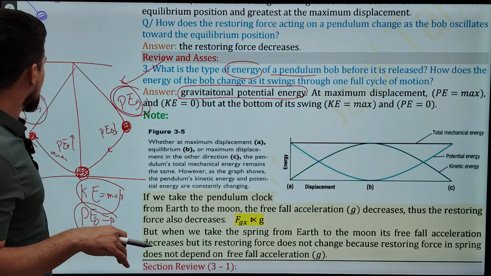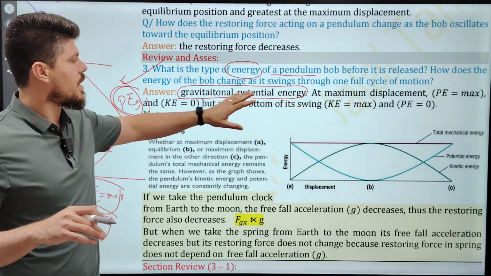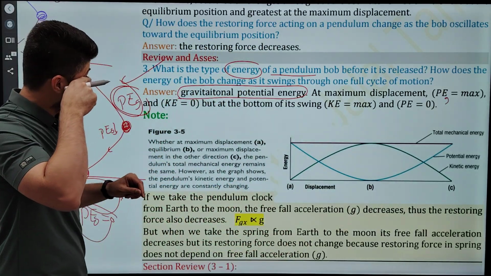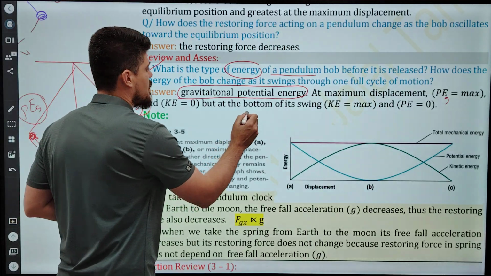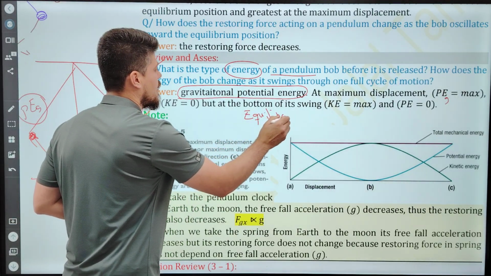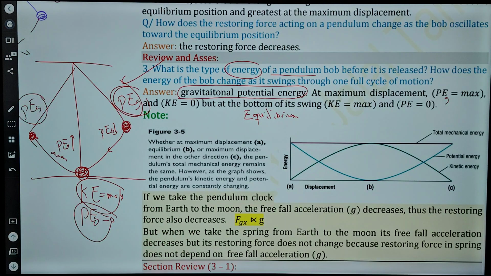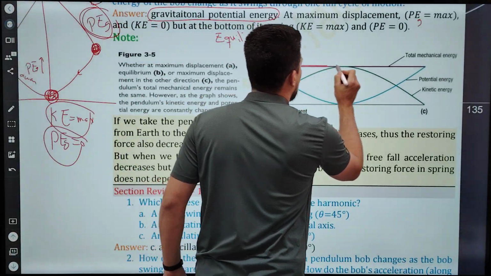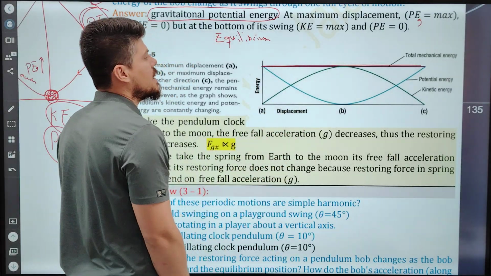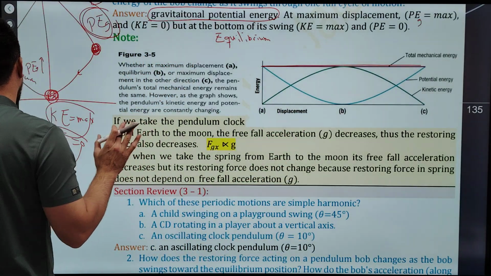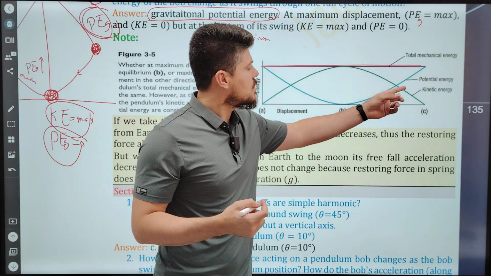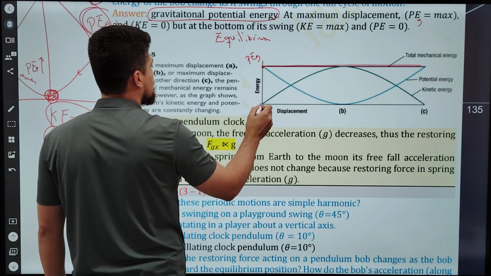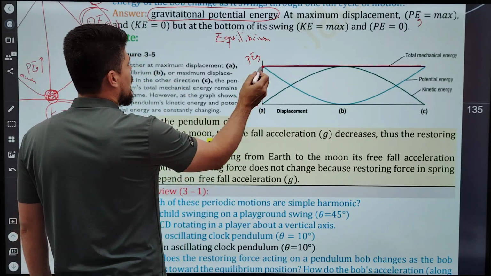In the case of back and forward and backward, they have the same quantity. Okay, at maximum displacement, gravitational potential energy is maximum and kinetic energy is zero. But at the bottom of the swing, which is equilibrium, kinetic energy is maximum, but potential energy is zero. Okay, as I showed you, the mechanical energy stays the same. The red curve is mechanical energy. Total mechanical energy is constant all the time, but kinetic energy is the green curve, and the blue curve is potential energy. When potential energy is maximum here, kinetic energy is zero. Okay, so the figure at this point is like that.